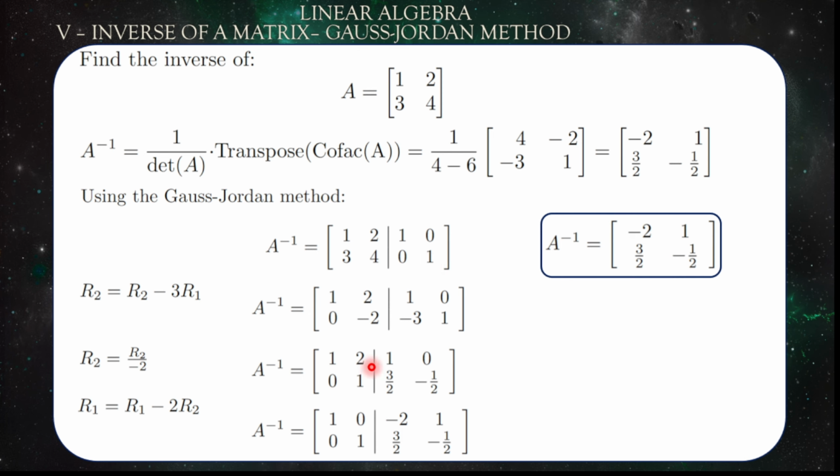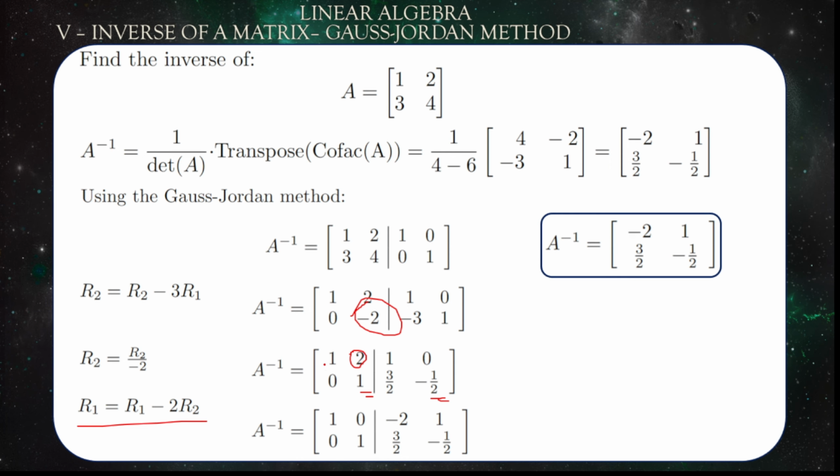Next, we need to get rid of this minus 2 here. So we divide this line by minus 2, so R2 is equal to R2 divided by minus 2, which is 0, minus 2 divided by minus 2, which is 1, minus 3 divided by minus 2 is 3 over 2, and 1 divided by minus 2 is minus 1 half. And finally, we remain with this element. We need to get rid of it, and this is how we do that.